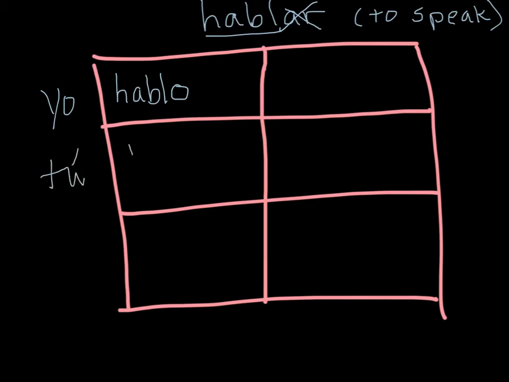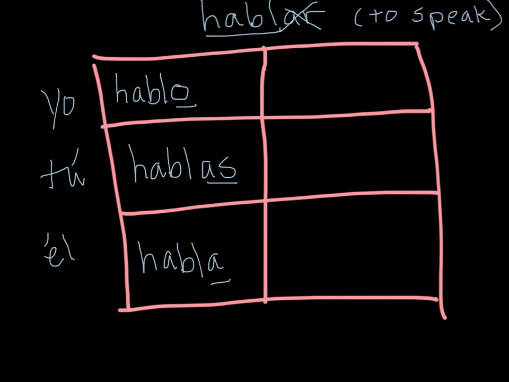Tú, you, hablas. Él, he, habla. Okay, and that goes for ella, for she, and usted, you, formal. Habla. Nosotros, that's we. Hablamos. So we have the same beginning as usual, amos. That's for nosotros, we.